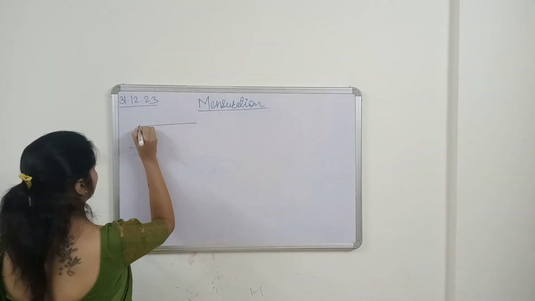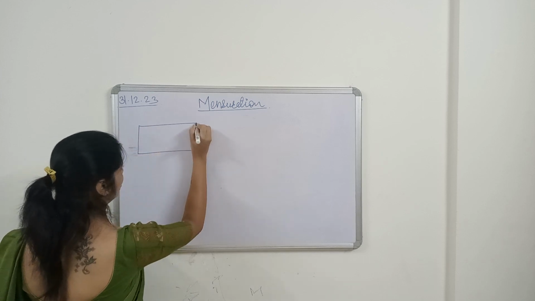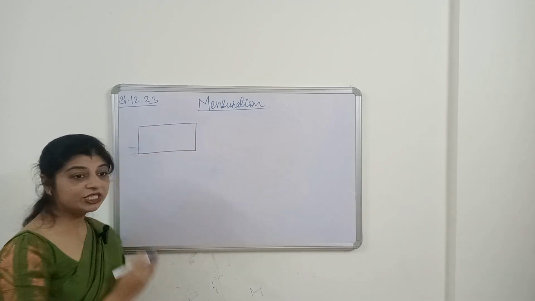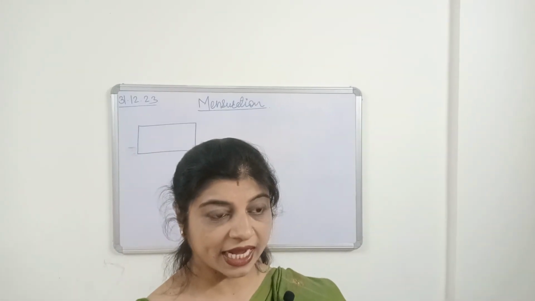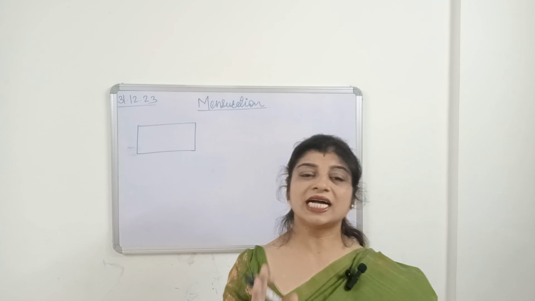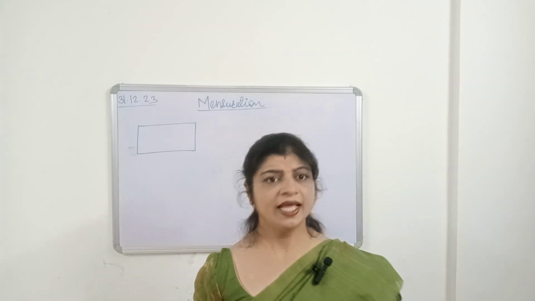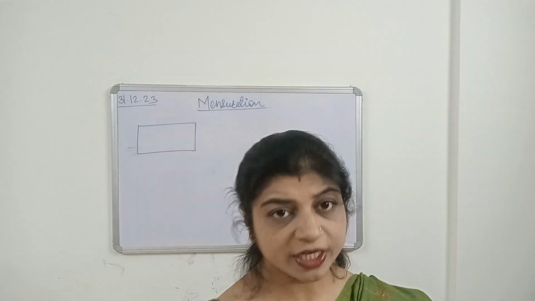rectangle. Now rectangle is a geometrical figure. You should know what are the meanings of these words. Rectangle means it's a geometrical figure which consists of four sides in which the opposite sides are equal and congruent. Congruent means equal in measure.